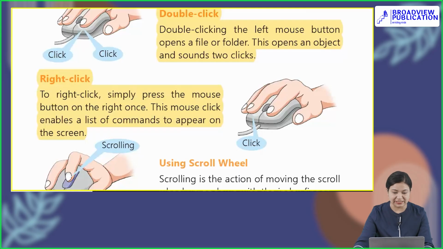Right click. To right click, simply press the mouse button on the right. This mouse click enables a list of commands to appear on the screen. Now, do you know what is the use of right click? So, we simply move the mouse over the icon and we right click to see the list of commands appear on the screen.